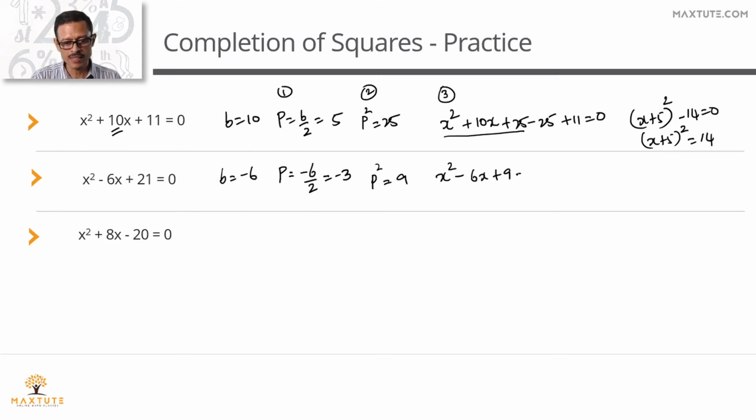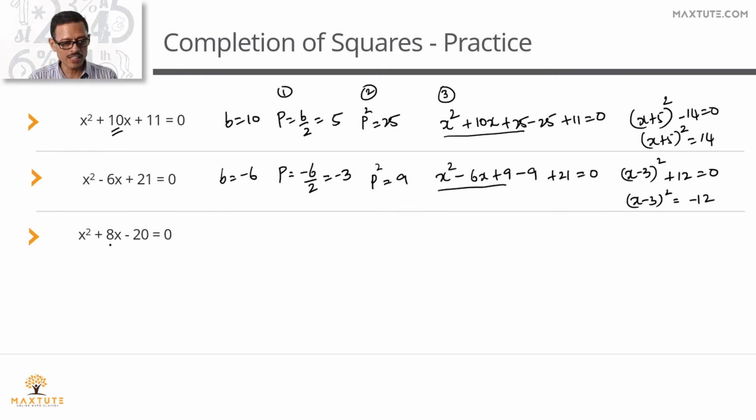I've added a p square. I'm subtracting a p square. And then we had a 21 in the equation initially. So let's leave it as it is. What do the first three terms become? They are essentially nothing but x minus 3 the whole square. Minus 9 plus 21 is equal to plus 12, which is equal to 0. So x minus 3 the whole square equals minus 12.